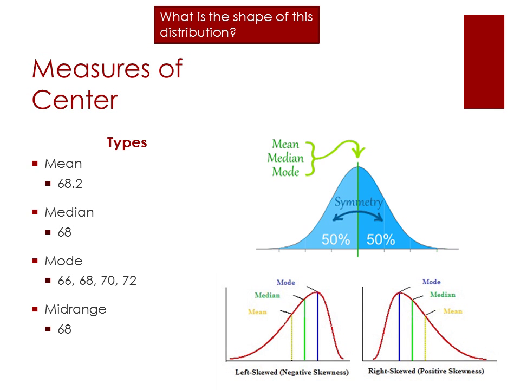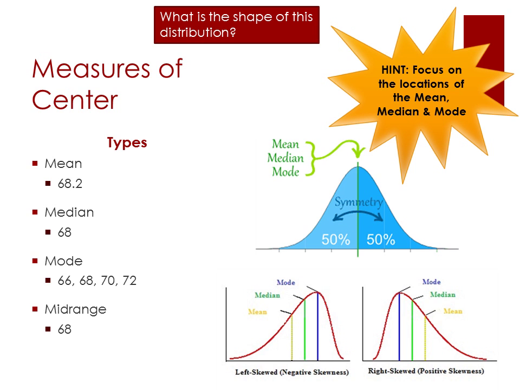Now we want to ask ourselves, what is the shape of this distribution? Looking at the 3 possible shapes of the distribution that we have over here on the right-hand side, pause for a minute and take a look at this and figure out which one of these 3 distributions is a roughly accurate representation of the data we've got. If you're not sure where to start, focus on the locations of the mean, the median, and the mode. Pause the video for a moment, make sure you've got that down for yourself, and then when you're ready, turn the video back on and let's check it together.